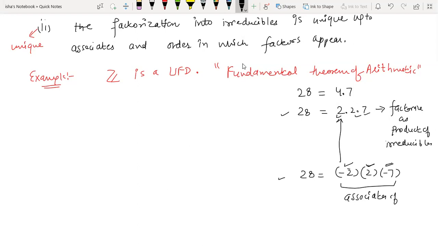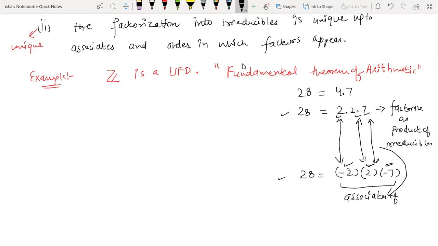Remember what is the relationship between them? So the relationship between them is they are associates of each other. So that is what we mean that this factorization is unique up to associates. That if somebody is giving you a different factorization, then the newer factors are not going to be any new elements. They are not going to be different. They are just going to be associates of the previous one.